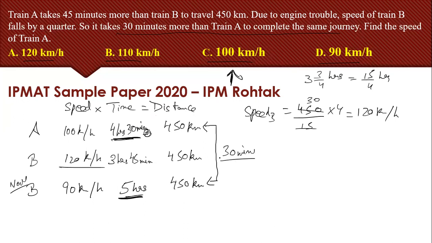Otherwise, this gap would have been different. If C option would not have been the right option, this gap would not be 30 minutes. It would be some other number. Right? I hope you have understood how to use the options as well. There's absolutely no hurry to understand how to use options. It will gradually come with experience. Thank you.